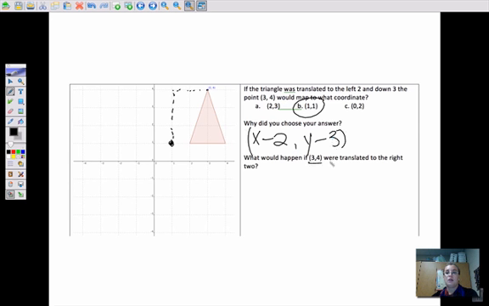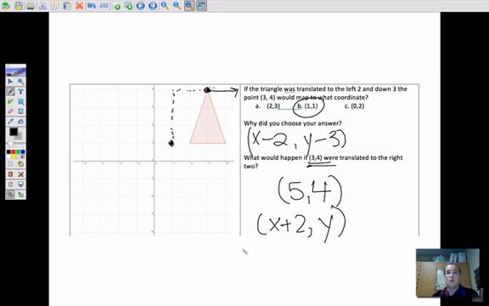Okay. Then it's saying what would happen to (3, 4) if it were translated to the right 2? So if this point was moved to the right 2, (3, 4) would become (5, 4). Or you could write that the x would add 2 and the y would stay the same. You could write it out in words. You could say add 2 to the x value.